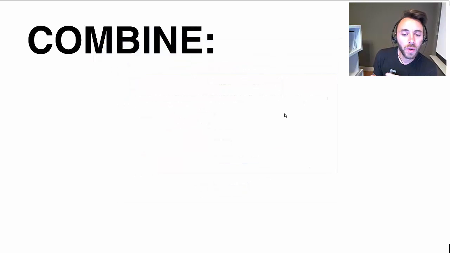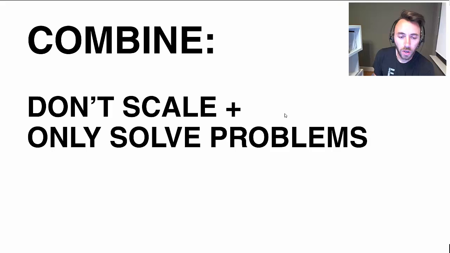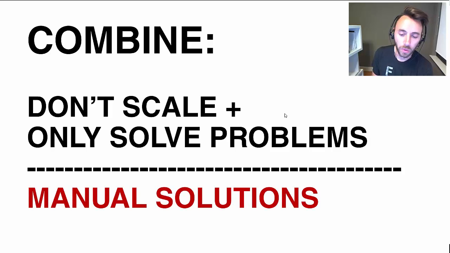All right, so combining these two ideas, combining the fact that we want to do things that don't scale with only solving our customers' problems, the solutions that we want to build and the things we want to test become pretty obvious. Things that don't scale and that only solve our customers' problems are manual solutions to problems. And that's what I'm going to encourage you to do, is build your manual solution to a problem, and that's what you want to test. And here's why.